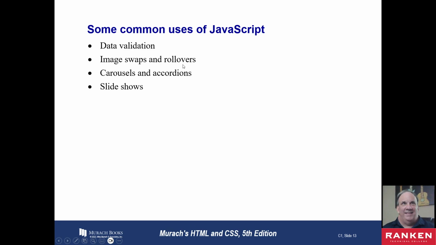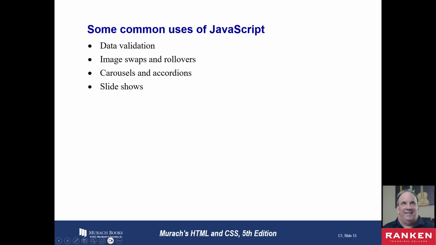There are also image swaps and rollovers, where you mouse over an image and it changes. There are carousels and accordions, where an accordion is something you can expand and collapse on a web page, and slideshows, where you show a slideshow of multiple images, right? So let's go take a look at that.